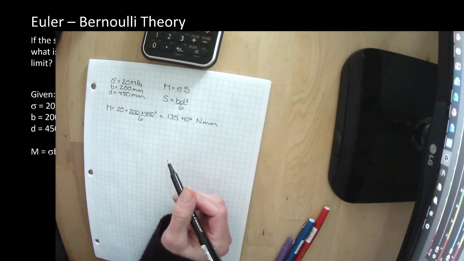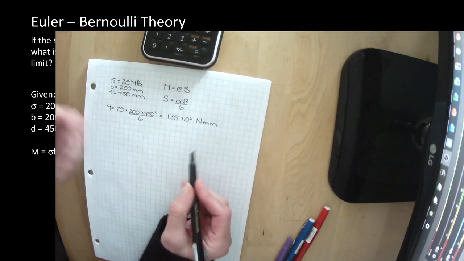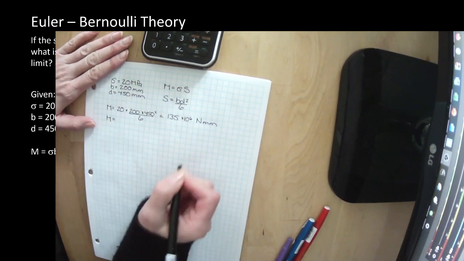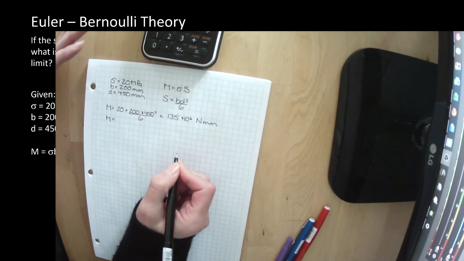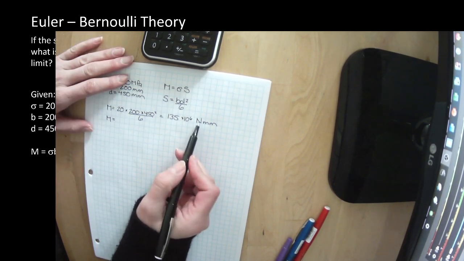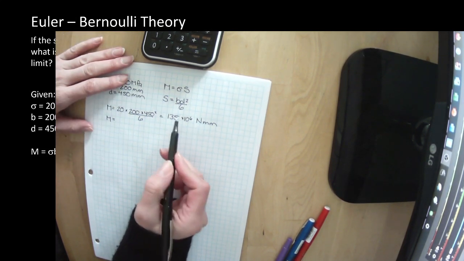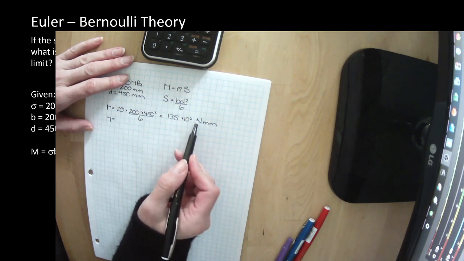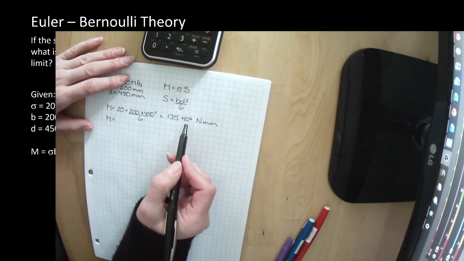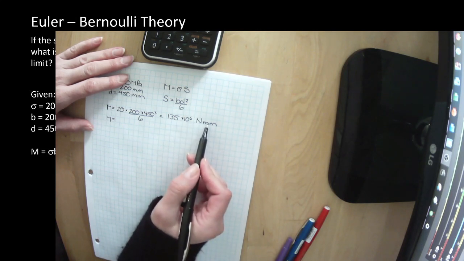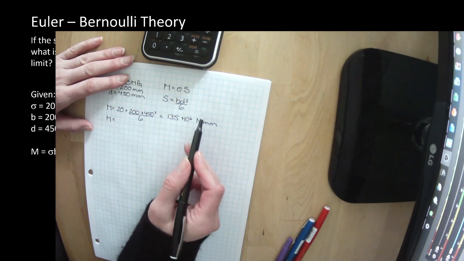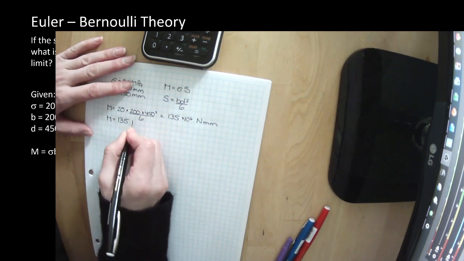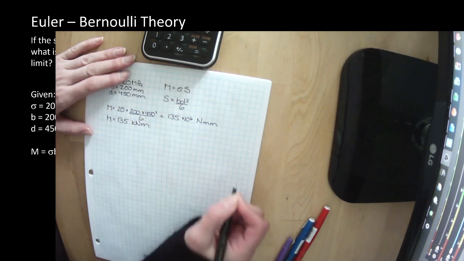Well, once we're talking about moment, we don't like talking about it in Newton millimeters anymore. We like talking about it in kilonewton meters. So we want to get newtons, we divide by 1,000. We want kilonewtons instead of newtons, so we divide by 1,000, and we want meters instead of millimeters, so we divide by 1,000 again. 135 kilonewton meters.